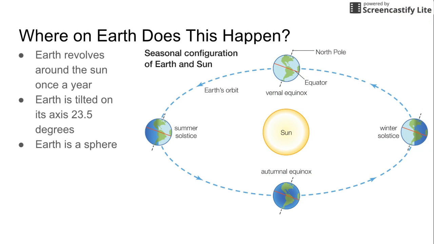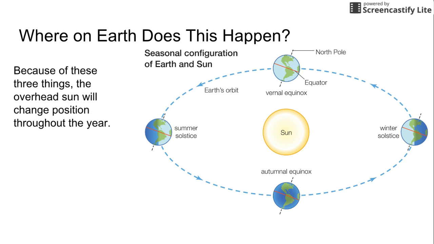So where on Earth does this happen? Well, in order to figure that out, we need to consider a few things. The first thing is that Earth revolves around the sun once every year. The second thing is that the Earth is tilted on its axis, 23.5 degrees. And the Earth is a sphere. The Earth's shape is actually very influential on this. Because of these three things, the overhead sun will change position throughout the year.